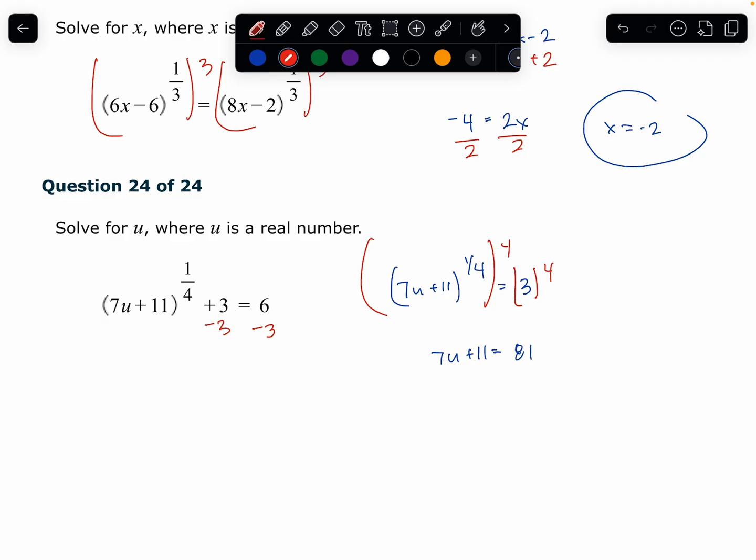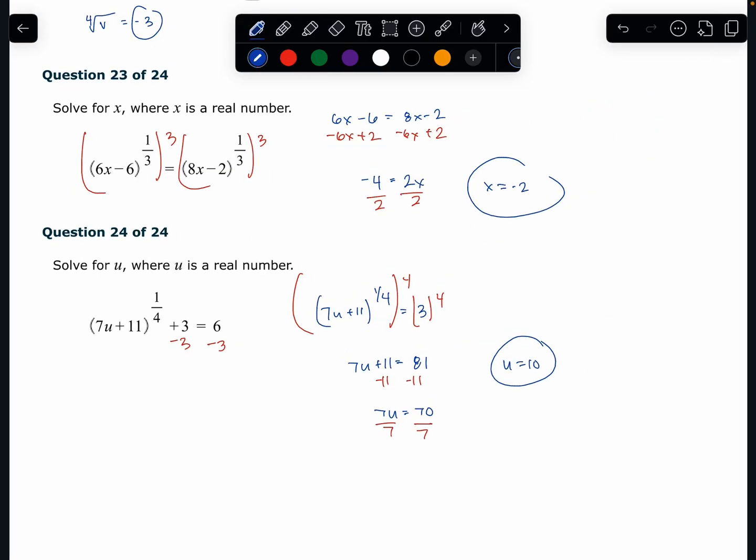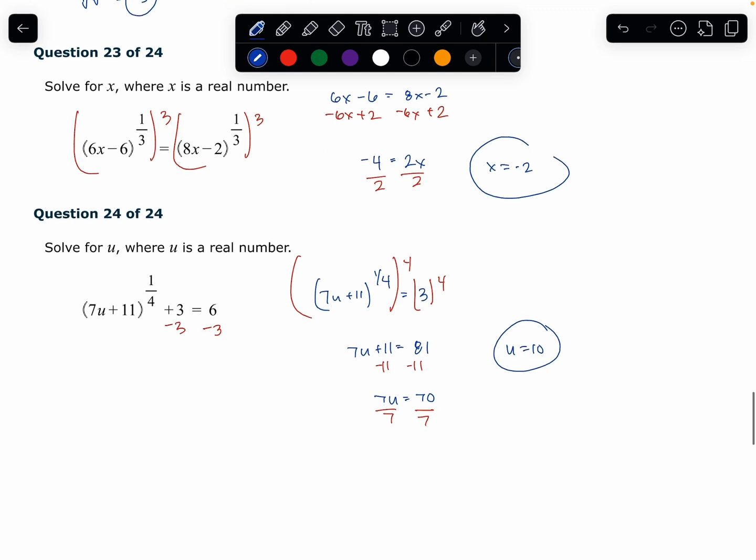Okay, and then subtract 11 from both sides. We'll get 7u is equal to 70. We'll divide both sides by 7. And we get u is equal to 10. Okay, that should be everything that you'll need to help you on your homework.